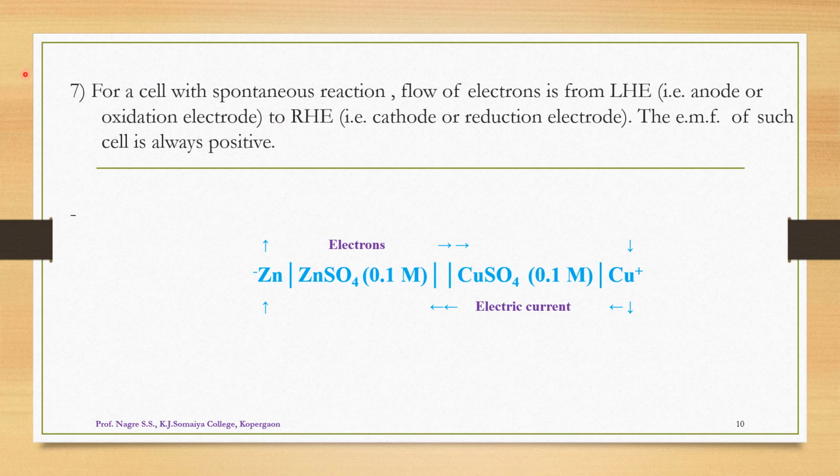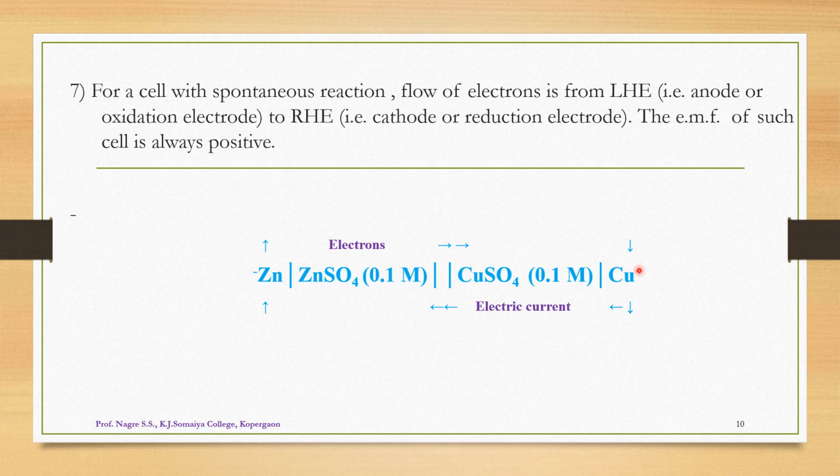So whenever a cell has a spontaneous reaction, the electrons always flow from the left hand electrode towards the right hand electrode. This is the direction of flow of electrons, from the anode, the negatively charged electrode or oxidation electrode, towards the positive electrode or reduction electrode. The EMF of such a cell is always positive. So in this case, electrons flow from the negative electrode towards the positive electrode.